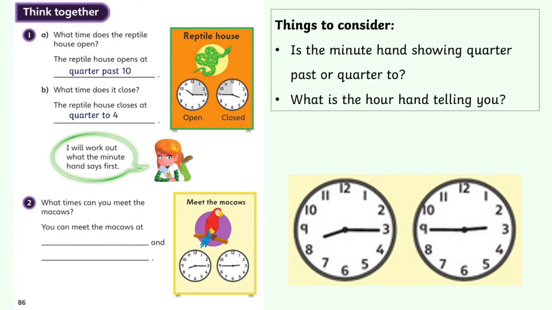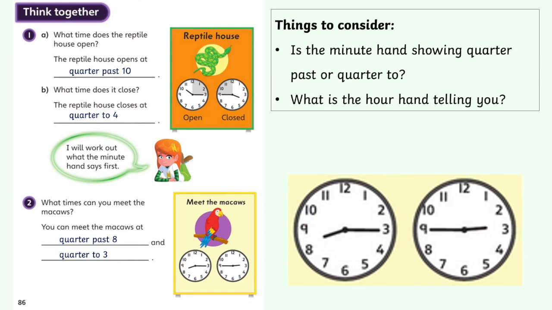So there are 2 times you can meet the macaws. We've got quarter past 8, and that's this first clock. You can see the minute hand has gone a quarter of the way round, and we've just gone past 8 o'clock. And the second time was quarter to 3. So you can see that the minute hand has got quarter of an hour left and the hour hand is on its way to being 3. So it's on its way to being 3 o'clock.